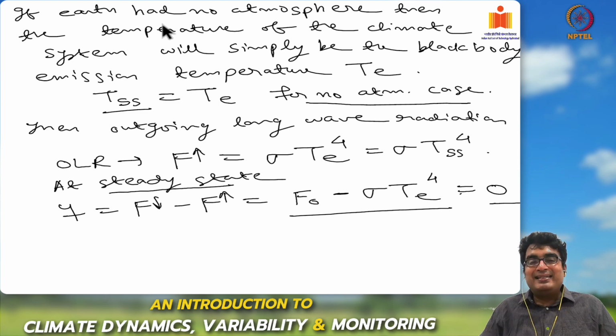So in that case, TSS is equal to TE for the no atmosphere case. The steady state planetary temperature will be the blackbody emission temperature if there is no atmosphere.